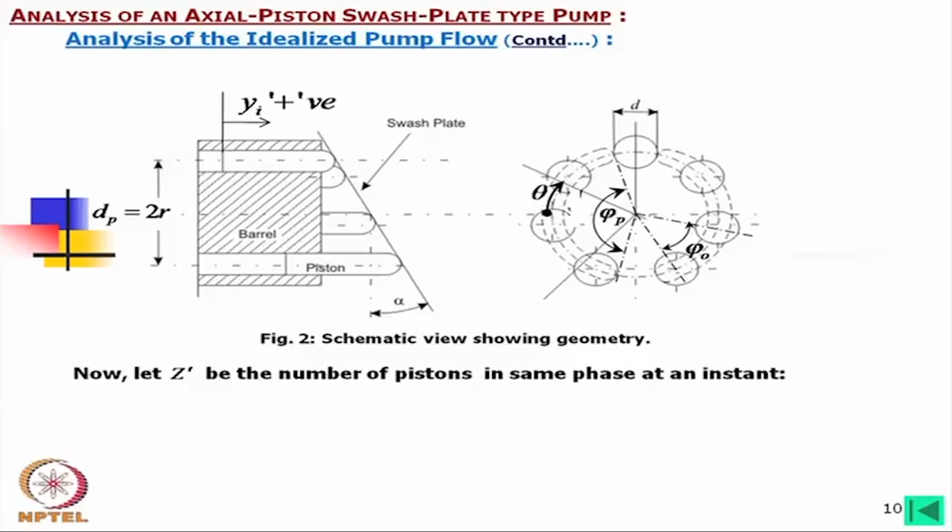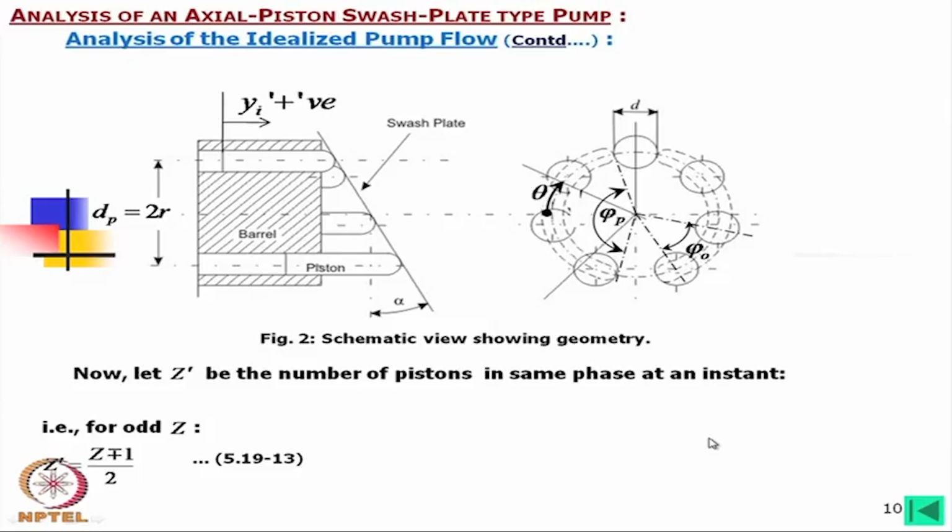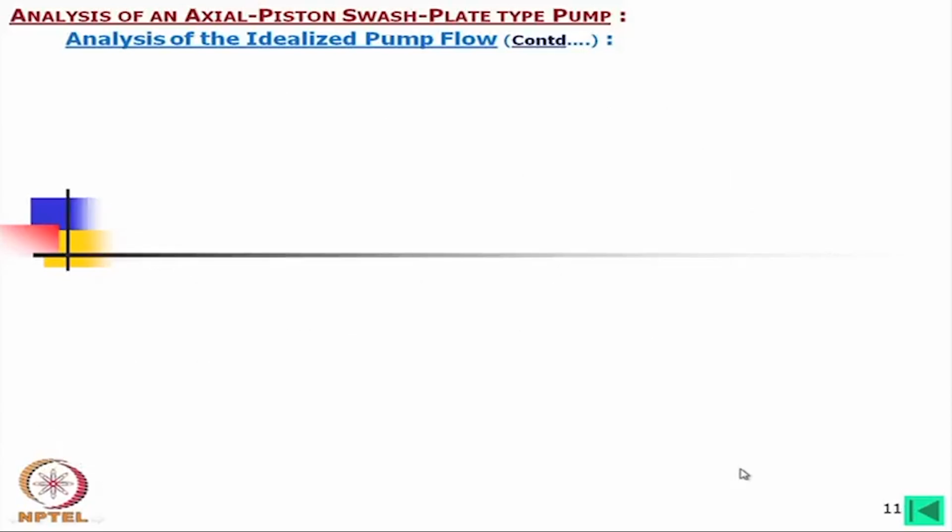Now, we consider Z dash to be the number of pistons in the same phase at an instant. That means Z dash is equal to (Z plus 1) by 2 or (Z minus 1) by 2 in case of an odd number. In case of an even number, this is simply Z by 2. Here I have expressed it. So, for odd number and even number, we express it this way.